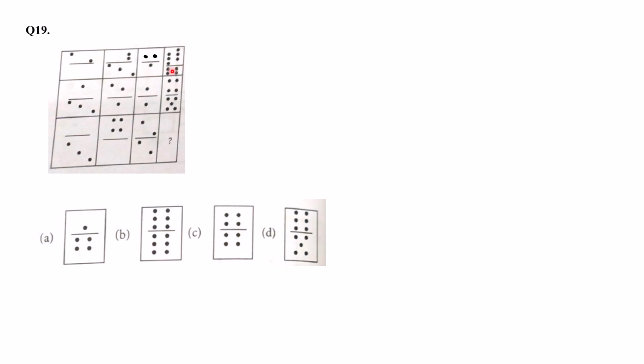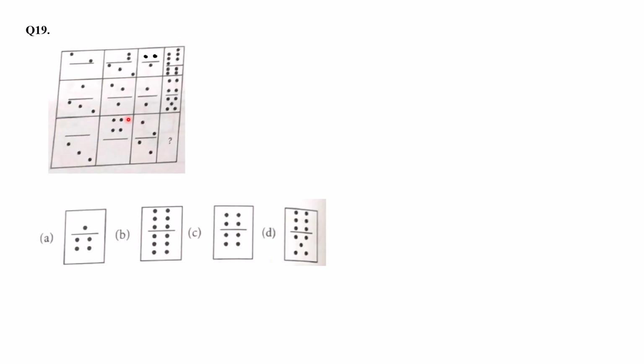So here also 4 dots. It means you have to just add the dots which are above the line and below the line, and you will get the figure in the last column. So here you count 1, 2, 3, 4. 4 dots. Here also 4 dots. 3, 4, 5. Here also 5 dots.